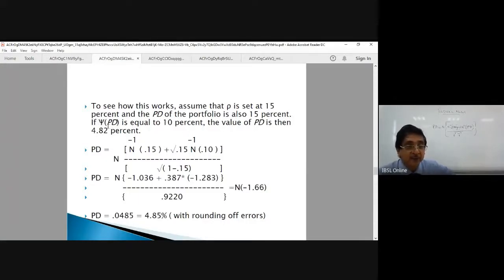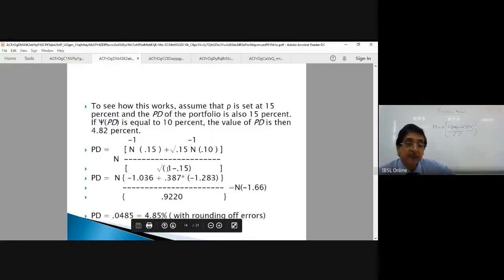Now what we have to do is substitute these values in the formula. When I say rho is 15%, it means it is 0.15. Then here we have to get the square root of rho, so we put it as square root of 0.15. Then N minus 1 of psi PD. Psi PD is the probability distribution of PD, that is 10%, and that is 0.10. Then it is divided by the square root of 1 minus rho.